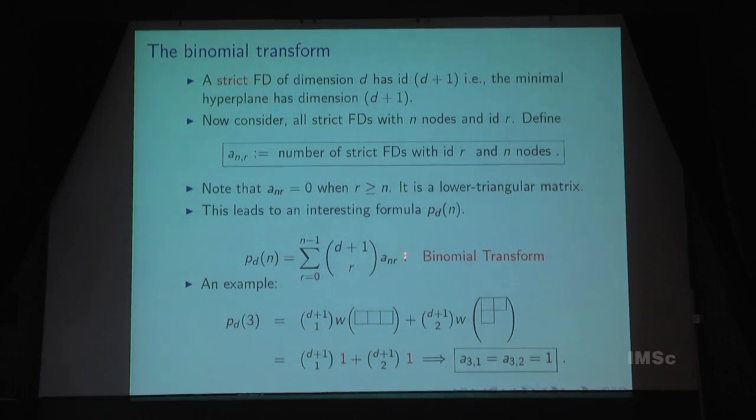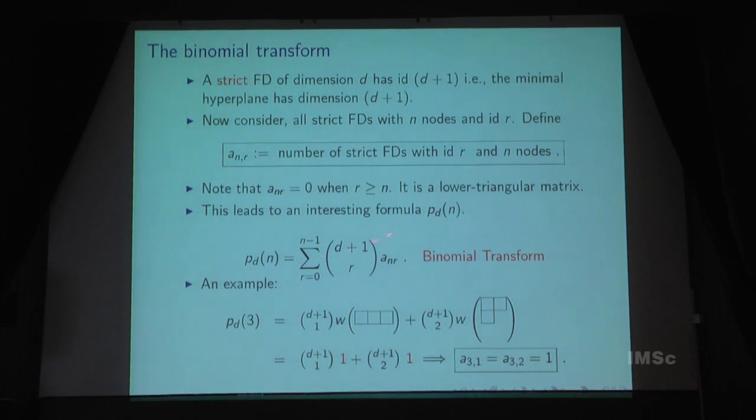So what you can do is to define a strict Ferrers diagram of dimension d. I say a Ferrers diagram is strict if its intrinsic dimension is equal to d plus 1. In other words, that is the smallest dimension into which it can fit. Then you can define A_{n,r} to be the number of strict Ferrers diagrams with intrinsic dimension r and n nodes. This is a nice combinatoric problem, and you can count it actually.